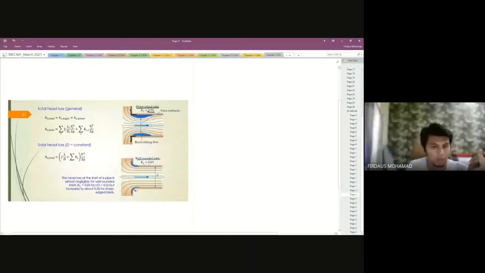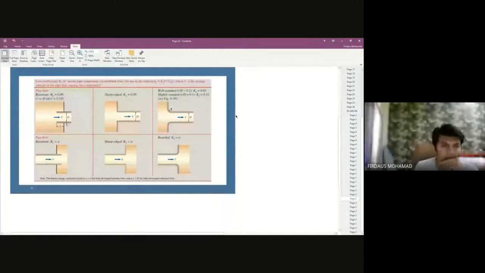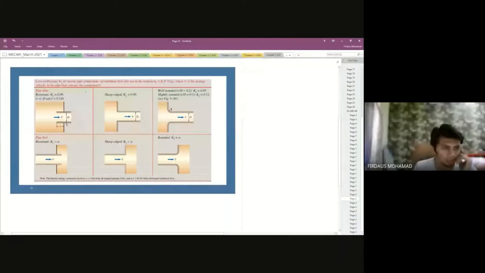So KL equal to 0.03. Okay, and then we can refer to the table. For example, this one: table for loss coefficient KL for various pipe components for turbulent flow, where V is the average velocity in the pipe that contains the component. This is inlet, and this is exit. All these three are for inlet, and all these three are for exit or outlet.